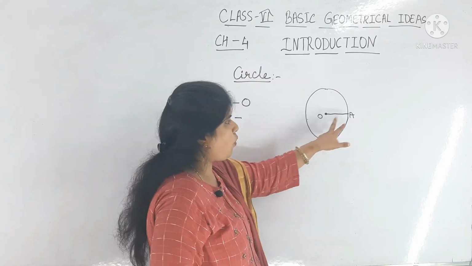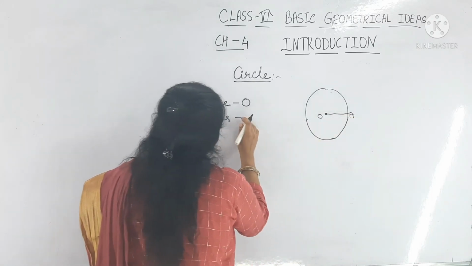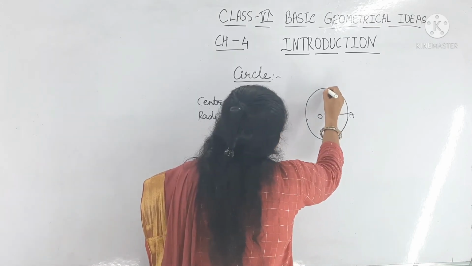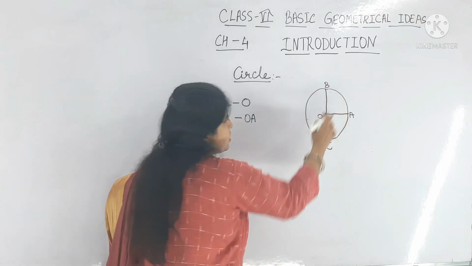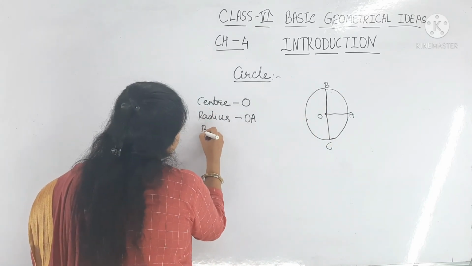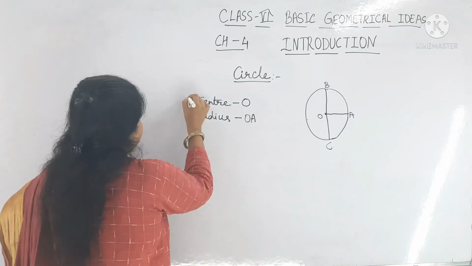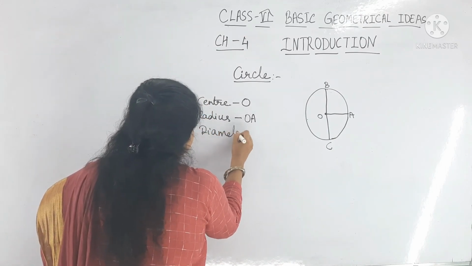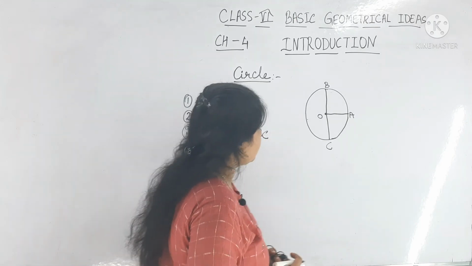OA is a ray. Okay, not a ray. O is a fixed point, and this is a line segment OA. Now this is a diameter if it touches the circle at the two end points. So that is the line segment BC. That is the diameter. Diameter is BC. Now I am making one chord.